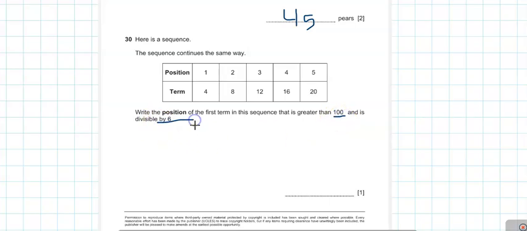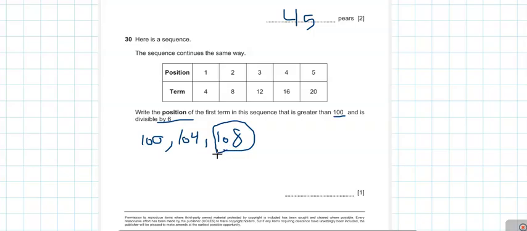Write the position of the first term in the sequence that is greater than 100 and divisible by 6. Okay, so 100 is in the sequence, but it's not divisible by 6. 104 is also in the sequence, but it's not divisible by 6 because 1 plus 0 plus 4 is 5, and 5 is not divisible by 3. The next is 108. 1 plus 8 is 9, and 9 is divisible by 3, so this number is divisible by 6. So 108.